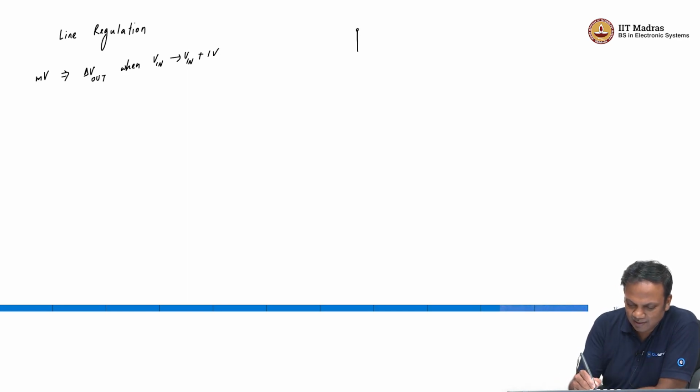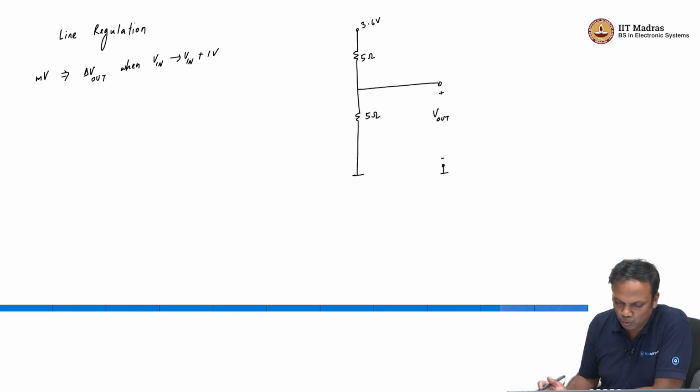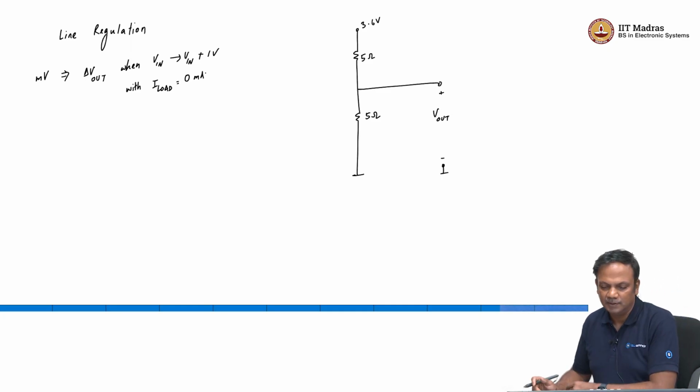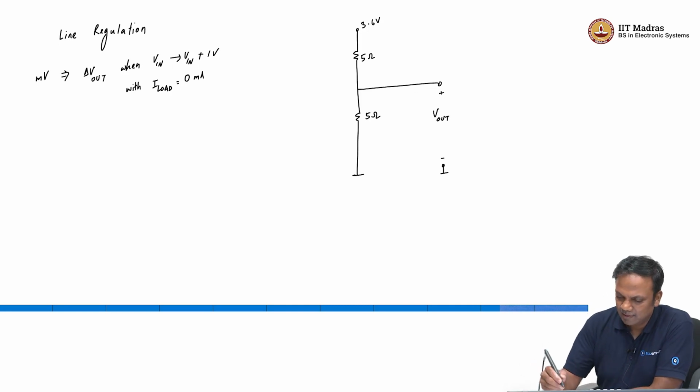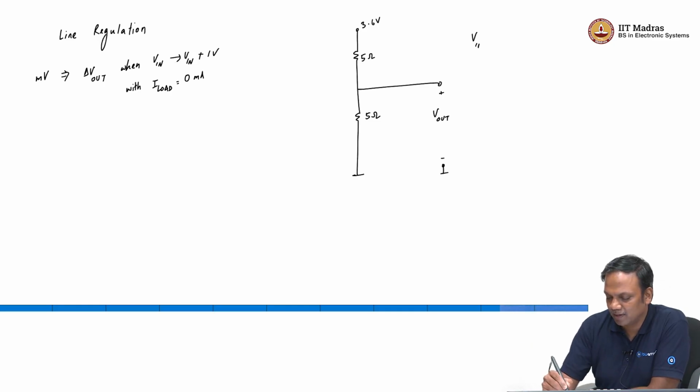So, let us go back to our circuit now. We have 5 ohms, and now we will measure these things at the typical condition. We will measure this with no load. Line regulation is usually measured with no load, so with I load equal to 0 milliamp. Now, we said V out when V in goes to V in plus 1 volt. So, we will go from V in equal to 3.2 volt to V in equal to 4.2 volt.